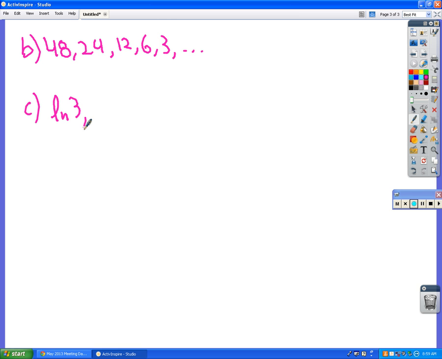How about this? Yeah, I just wrote that down for no reason. Not for no reason, because now you know what a geometric sequence is. How about the natural log of 3, the natural log of 6, the natural log of 12, and so forth.